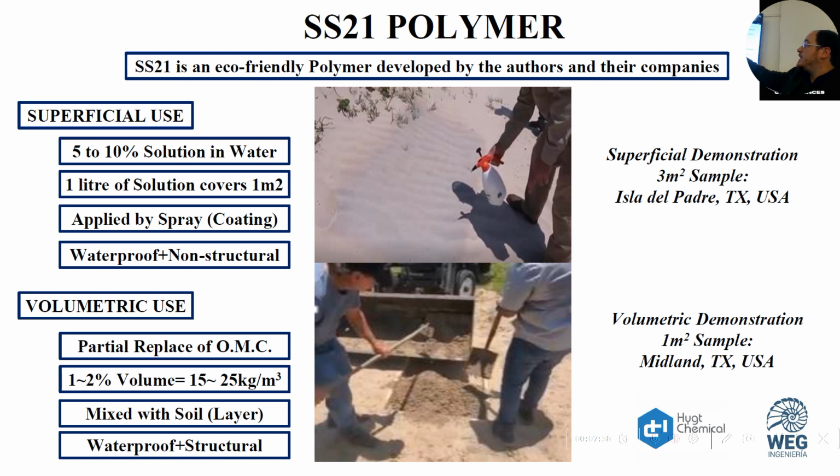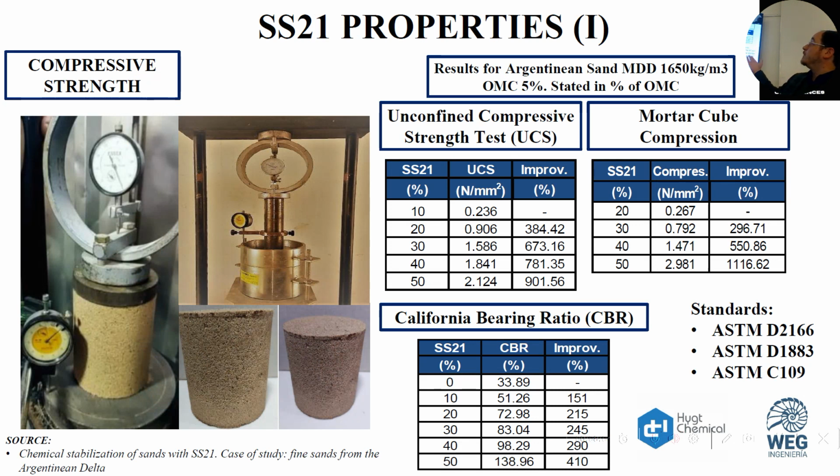Superficial application is diluting it with water, and you spray it, and you create a waterproof non-structural layer. But in volumetric application, you mix it with the soil, like in any earthworks, and you create a waterproof and structural layer. That's what's important for us in landfill cell geobarriers. So this polymer was developed by the authors, and what we did then is a lot of testing, because we need to prove that it can stand there for years and years.